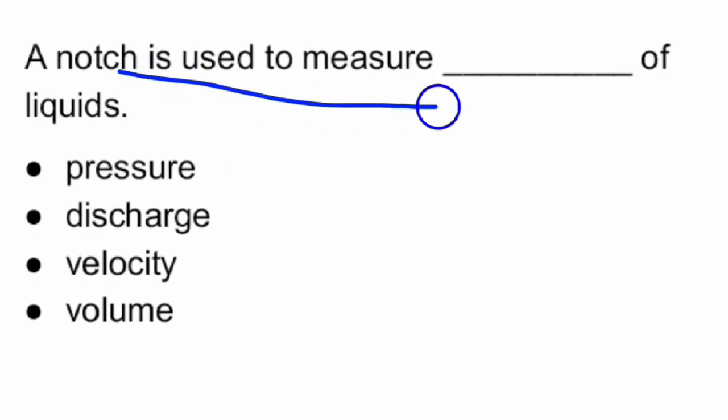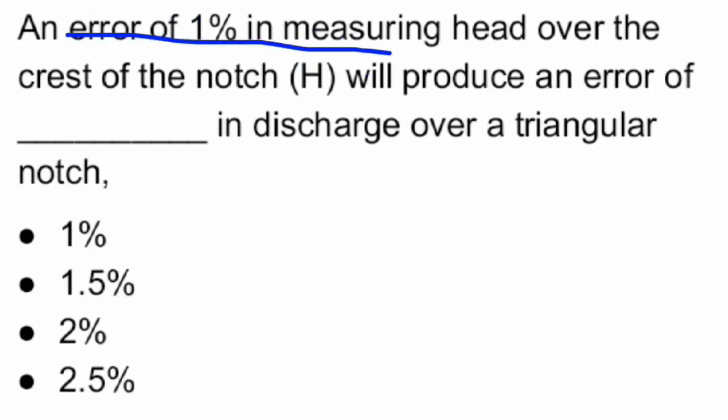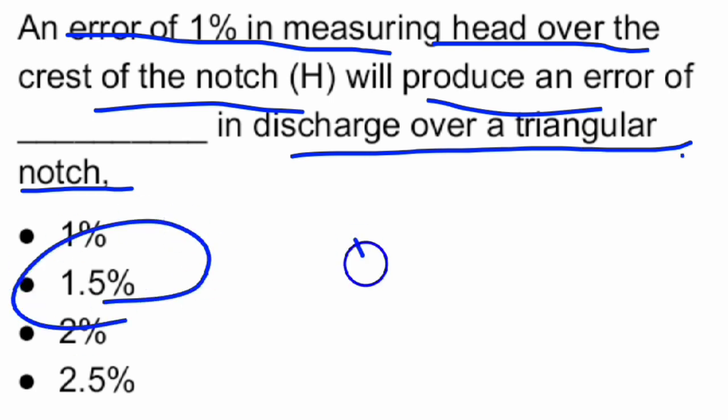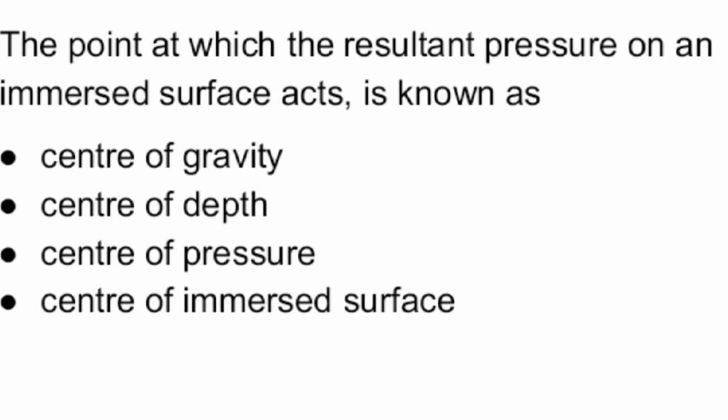Next one, a notch is used for what? It is used for measuring the discharge. An error of 1% in measuring head over the crest of the notch will produce an error of dash in discharge over a triangular notch. An error of 1% in measuring the head over the crest of the notch in discharge over a triangular notch produces an error of 1.5%.